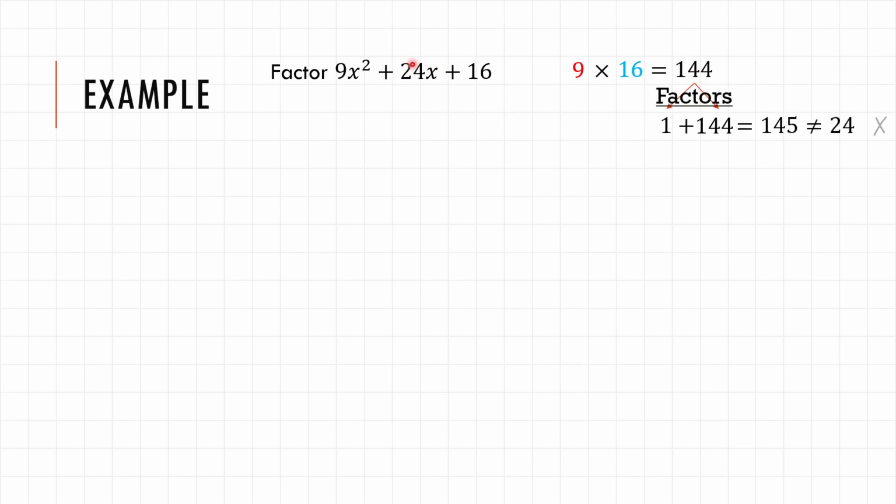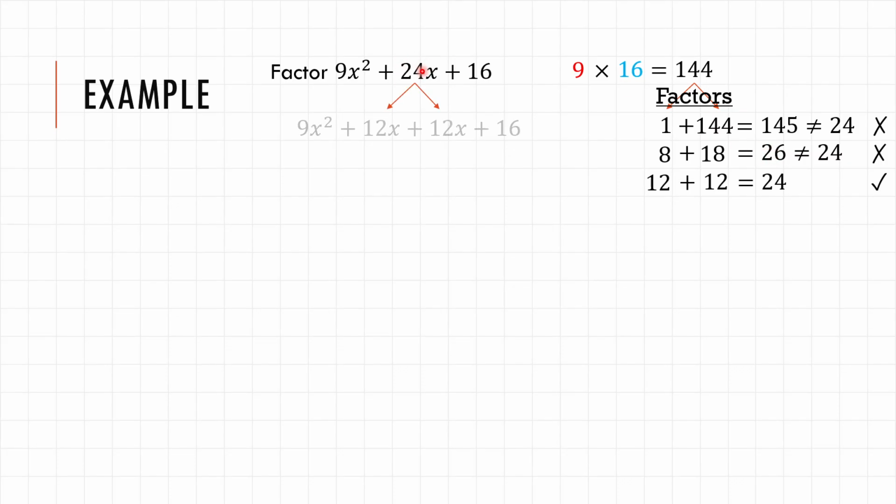And now I'm going to look at the factors of 144 that add up to 24. 1 and 144 make 145. 8 times 18 gives me 144, and that's 26, just a little bit off. But 12 and 12 do give me 24. And so I'm going to split this up into 12x and 12x. And now I'm going to factor it by grouping.